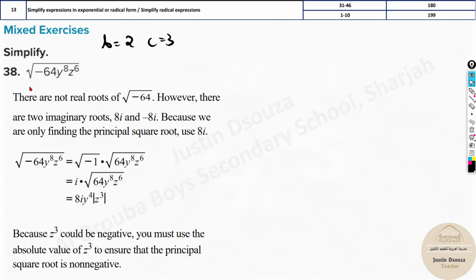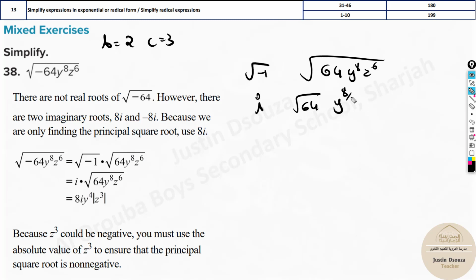But now you can see there is a minus sign inside the square root. That is fine. Just take out that root of -1. See what happens is, here you are splitting this by root of -1 and then entirely 64 y to the power 8 z to the power 6. This is power 2, okay, over here. Root means square root means 2. This is i. Now you should take the square root of 64, y 8 by 2, z 6 by 2, and now simplify it. Here i remains, what is root of 64? It's 8, y to the power 4, but z to the power 3.